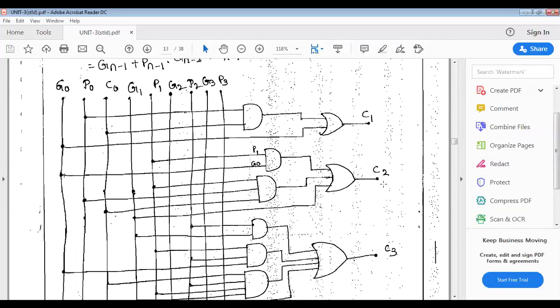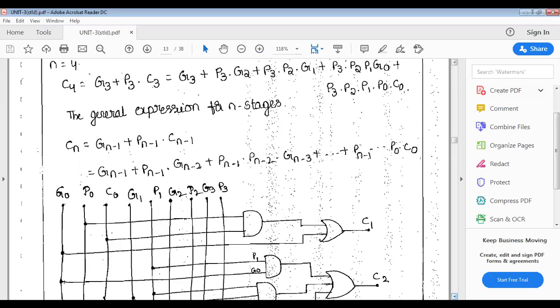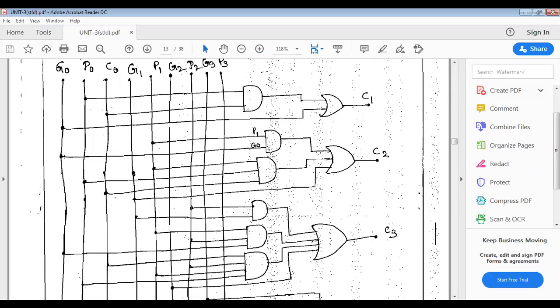Following, and C2 is also, see the C2, what is the C2 equation? C2 is equal to G1 plus P1 G naught plus P1 P naught and C naught. How many AND gates are required here? For P1 P naught C naught, a 3 input AND gate, and P1 G naught is another 2 input AND gate, and G1 is directly connected, and all these 3 terms are connected to the OR gate.